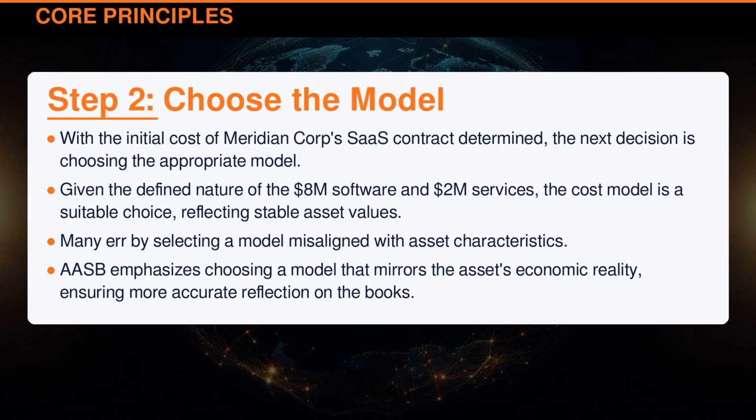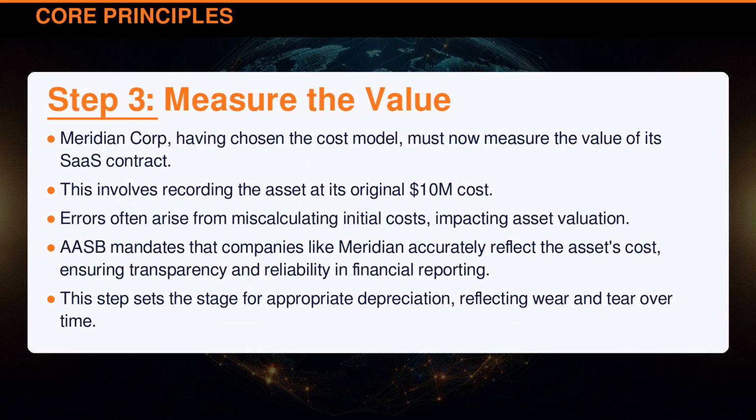With the initial cost of Meridian Corporation's SaaS contract determined, the next decision is choosing the appropriate model. Given the defined nature of the $8 million software and $2 million services, the cost model is a suitable choice, reflecting stable asset values. Many err by selecting a model misaligned with asset characteristics. AASB emphasizes choosing a model that mirrors the asset's economic reality, ensuring more accurate reflection on the books. Meridian Corporation, having chosen the cost model, must now measure the value of its SaaS contract.